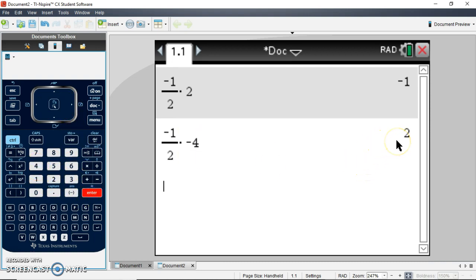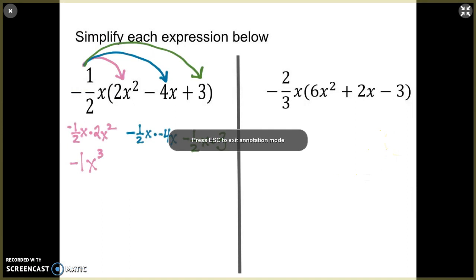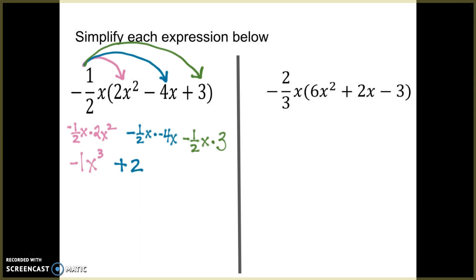So see, that's positive 2. So go back over here, that was a positive 2. And then I have an x times another x. So there's 2 of those x's, that becomes x squared. And now I do negative 1/2 times 3.